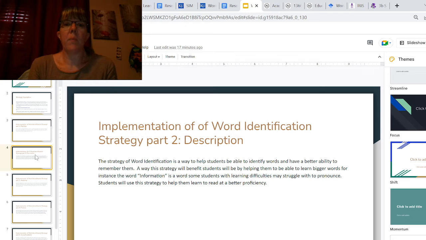Implementation of word identification strategy part 2, description. The strategy of word identification is a way to help students to identify words and have a better ability to remember them. A way the strategy will benefit students will be to help them by being able to learn bigger words. For instance, the word information is a word some students with learning disabilities may struggle to pronounce. Students will use this strategy to help them learn to read at a better proficiency.